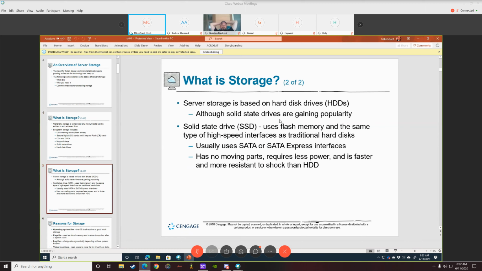And usually when you connect the SATA, it depends on the controller. You can use a regular SATA interface, or you use the Express. That's PCI Express. That's what they call it, PCI Express interface.